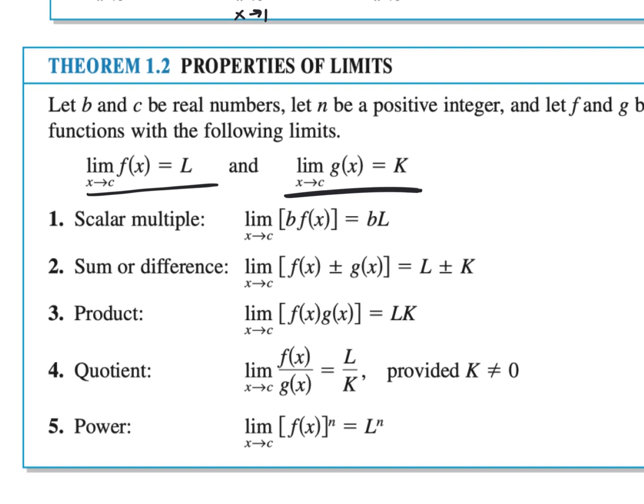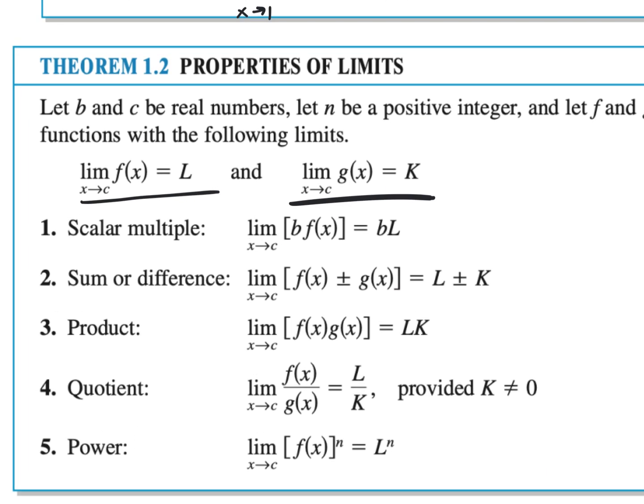So if I was given something like the limit as x approaches c of some factor multiplied by a function, your answer is really just taking that b out, so it would be b times the limit as x approaches c of f of x. So you find out what that limit is, and then you just multiply it by whatever scalar you are given.